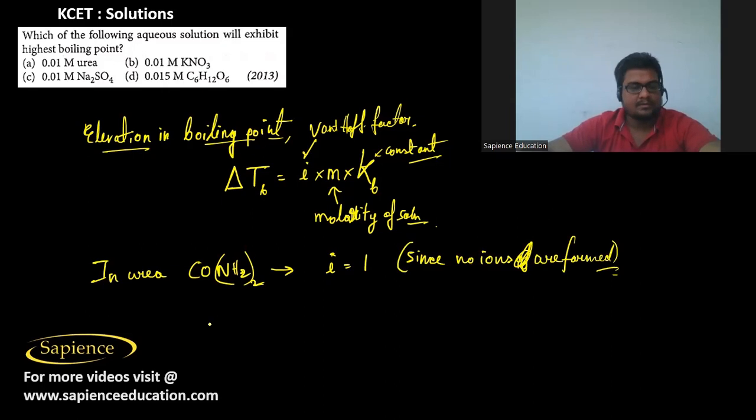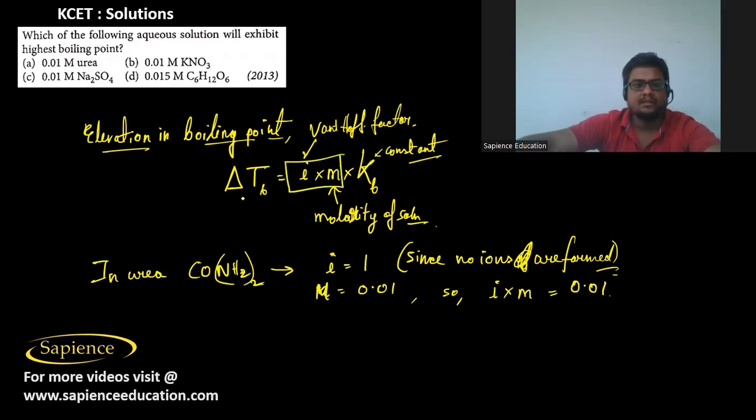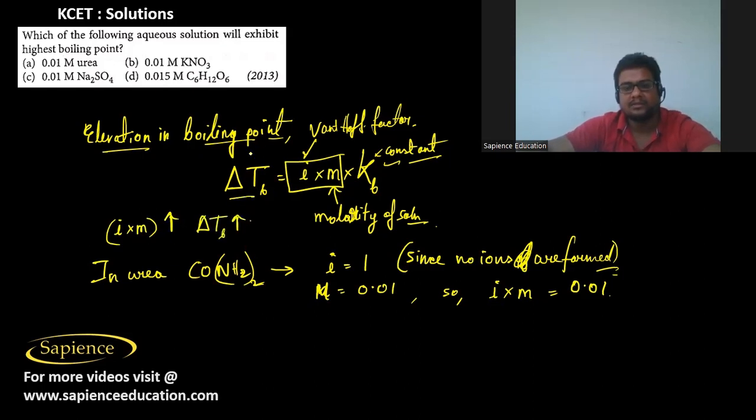Now the molarity of the urea solution is given as 0.01. So the value of I into M for the urea solution will be 0.01 only. Since KB is a constant, the solution for which the I into M value is higher will have the higher elevation in boiling point. So that solution only will have the highest boiling point.